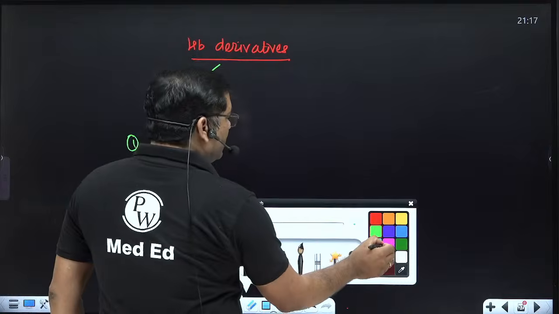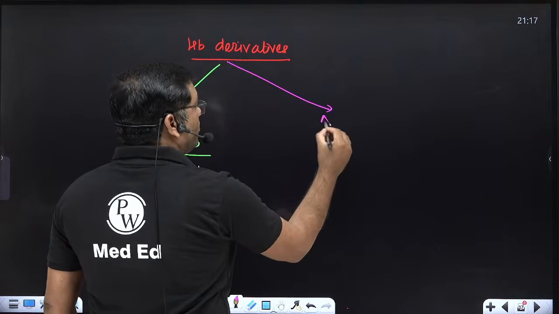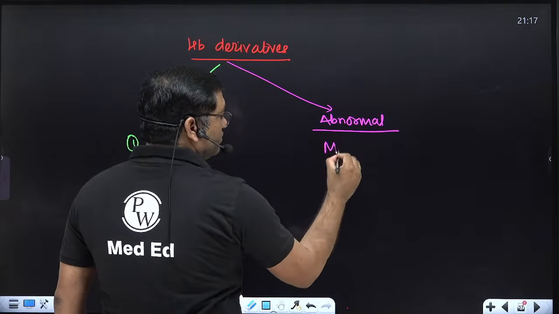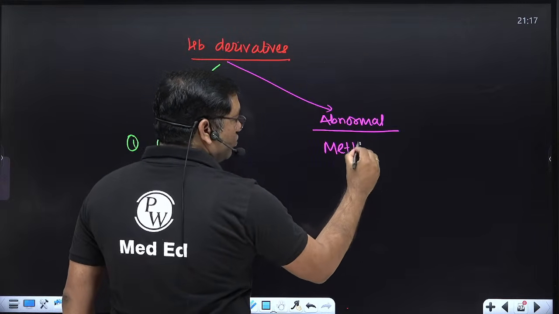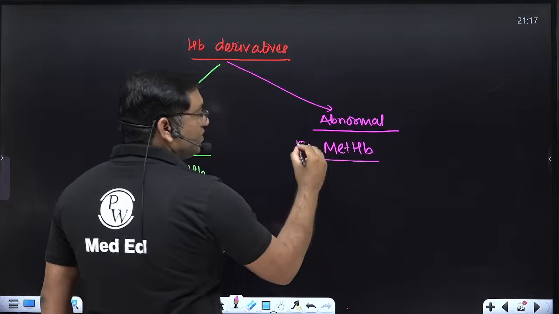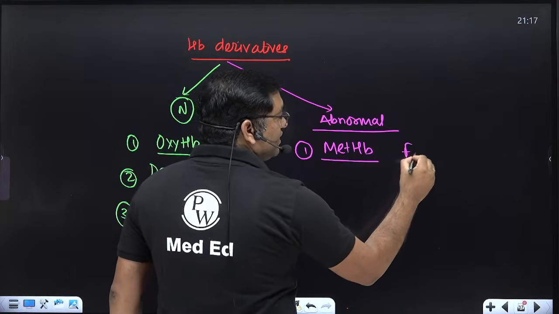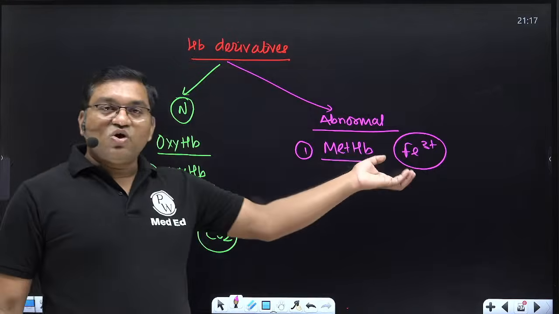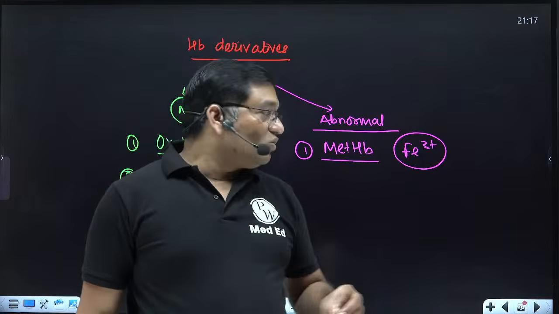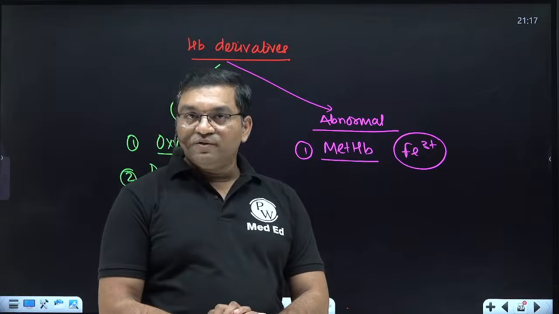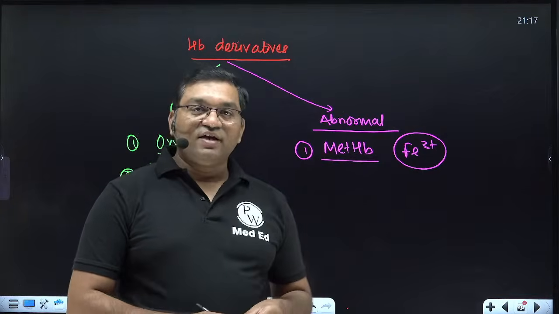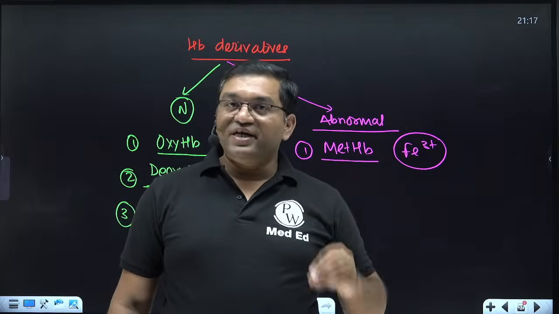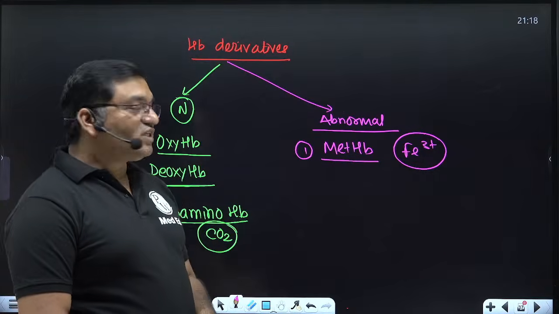The abnormal hemoglobin derivatives include methemoglobin. Here in methemoglobin, the iron is in the ferric state, so it is not able to bind with the oxygen molecule. So it is known as methemoglobin. This abnormal hemoglobin can be diagnosed by absorption spectral examination of blood.